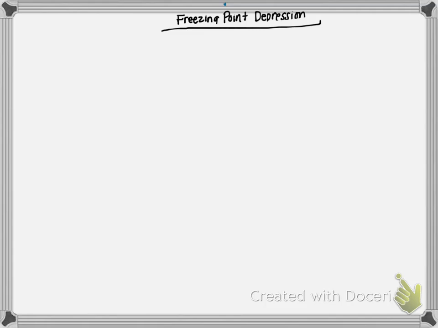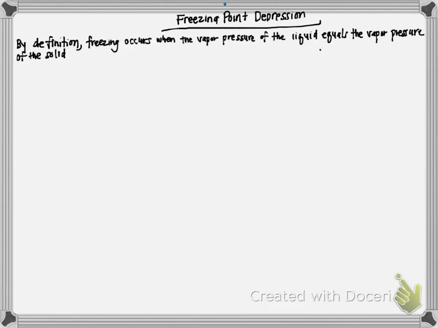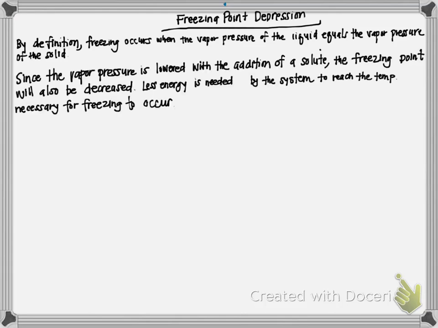So with freezing point depression, we know that freezing will occur when the vapor pressure of the liquid equals the vapor pressure of the solid. Since the vapor pressure is lowered when we have a solution, the freezing point will also be decreased. Less energy is needed by the system to reach those equal vapor pressures, so therefore freezing temperatures are decreased.